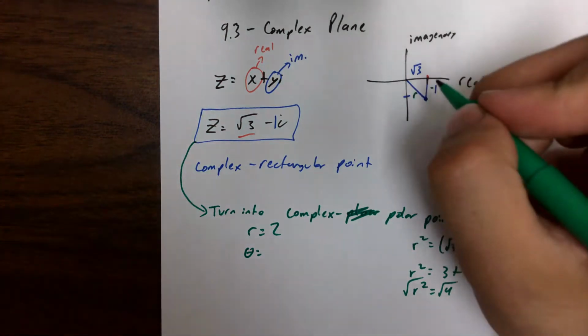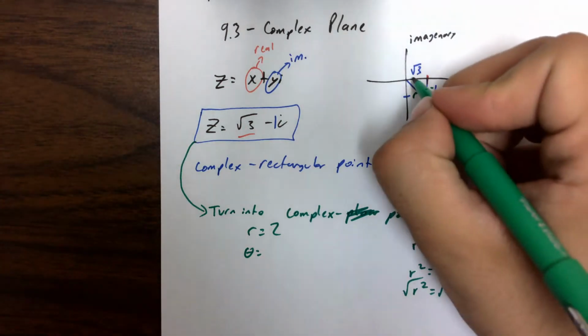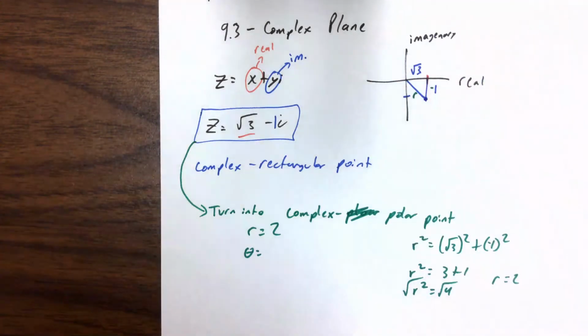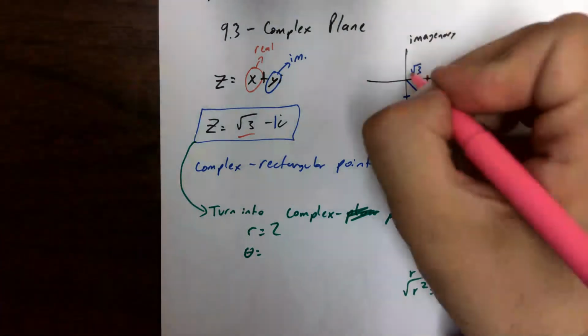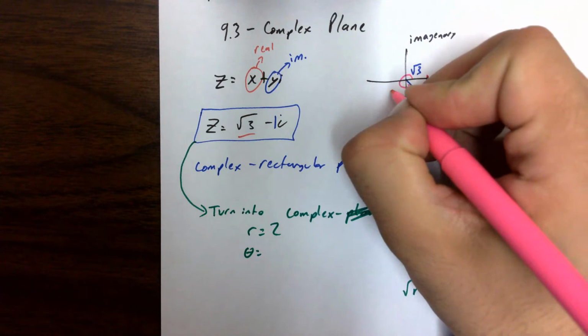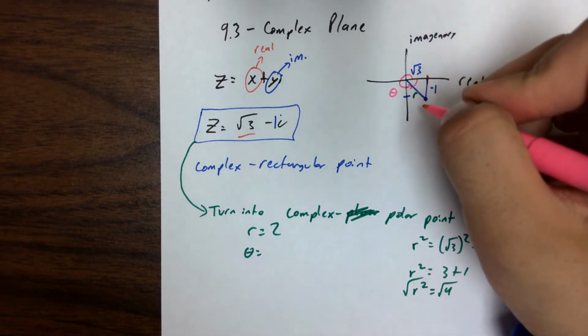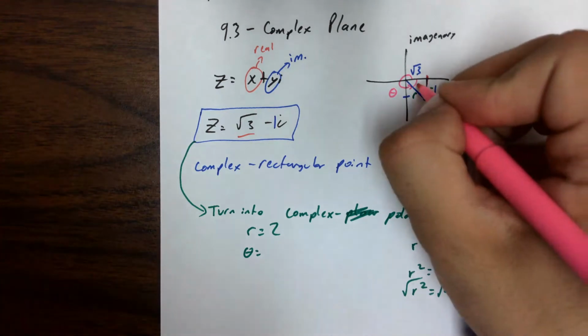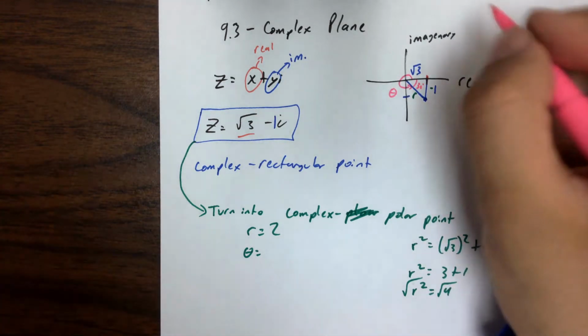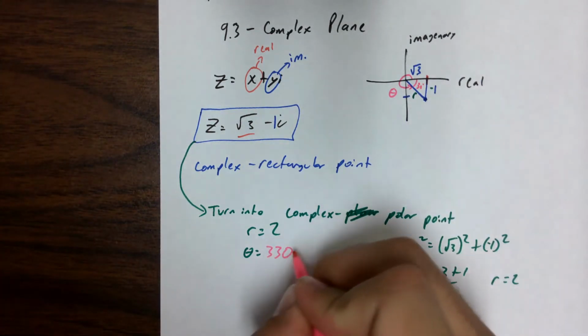You could find a couple different ones. I'm going to keep it simple. I like our positive ones, so I'm going to look for the positive angle theta. I know my little reference triangle. This is 1, root 3, and 2. That means it's a 30, 60, 90. This angle is 30 degrees, so that means my theta is 330.